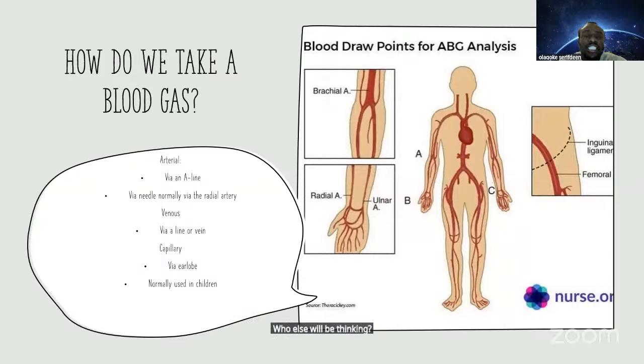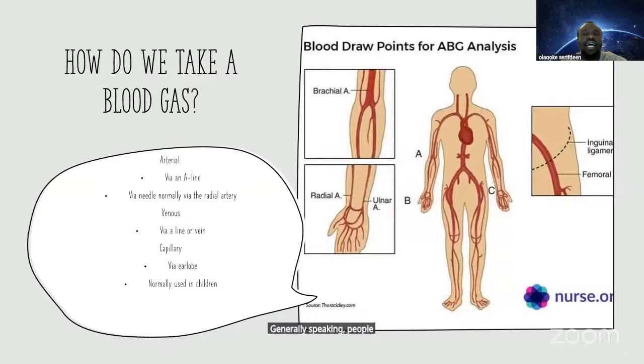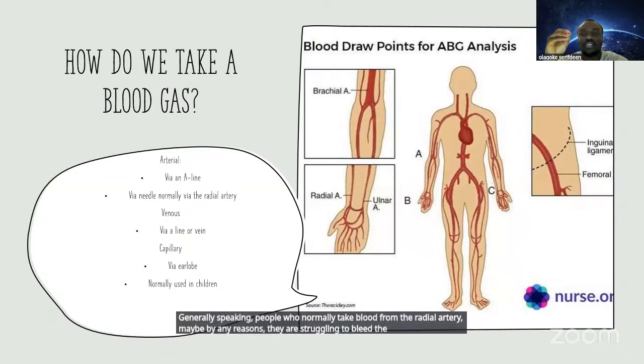Blood could be taken in the arm, arteries in the arm, your radial arteries. Generally speaking, people will normally take blood from the radial artery. Maybe for any reason they are struggling to bleed the patient, or struggling to take blood from there, you might find blood being taken elsewhere in the body.